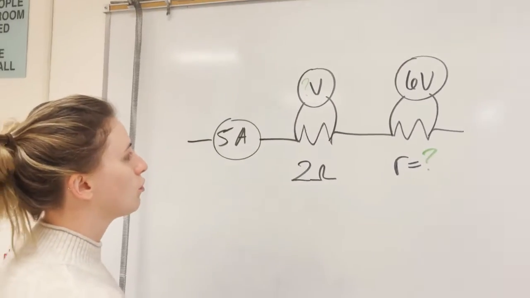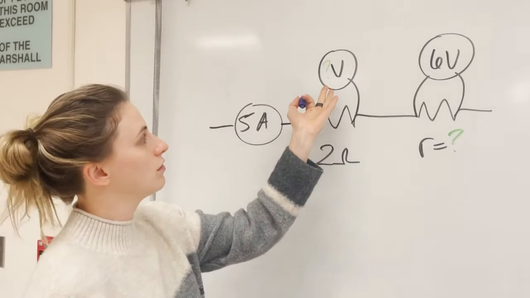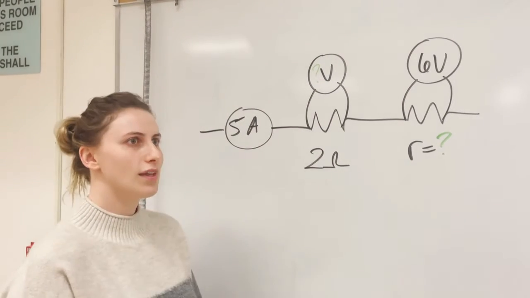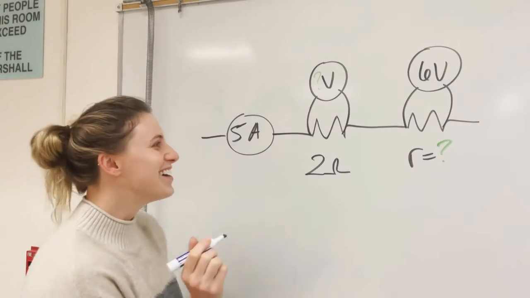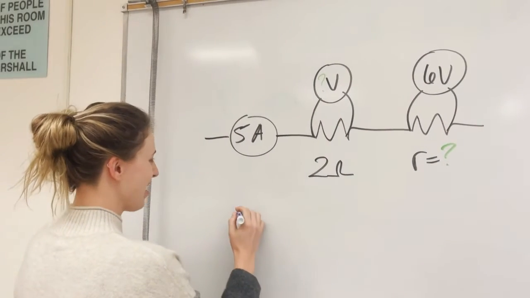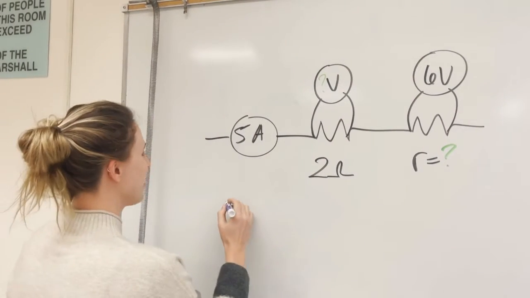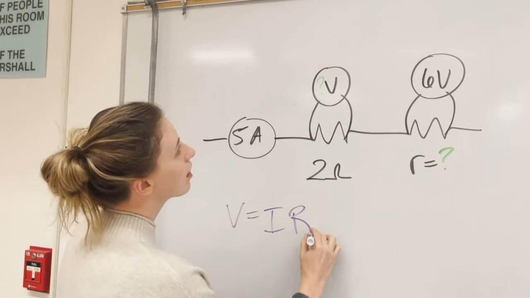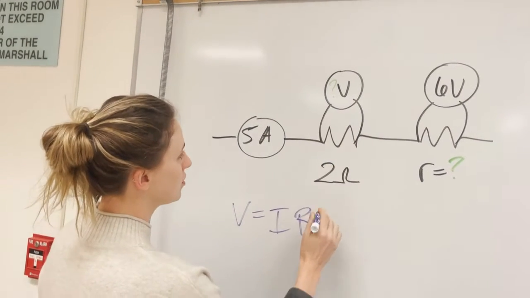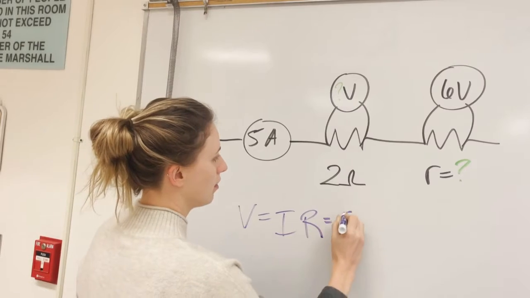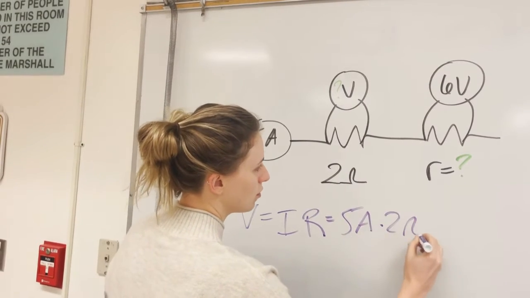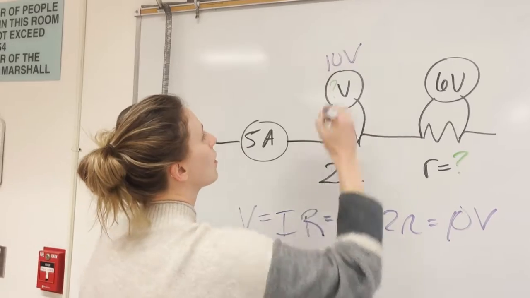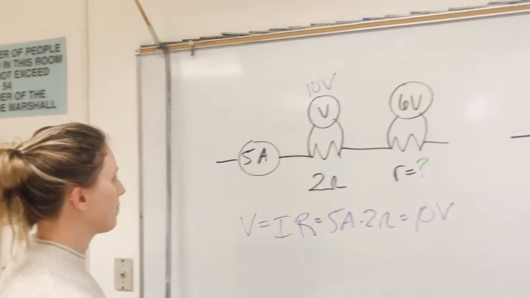So let's go ahead and start with this first one. First of all, what is that law that rules all of electrical currents? Ohm's law. Okay, so V equals I times R, and we're trying to find the voltage here, so we can just multiply. 5 amps times 2 ohms gives me 10 volts. So 10 volts is the potential drop across that 2 ohm resistor.